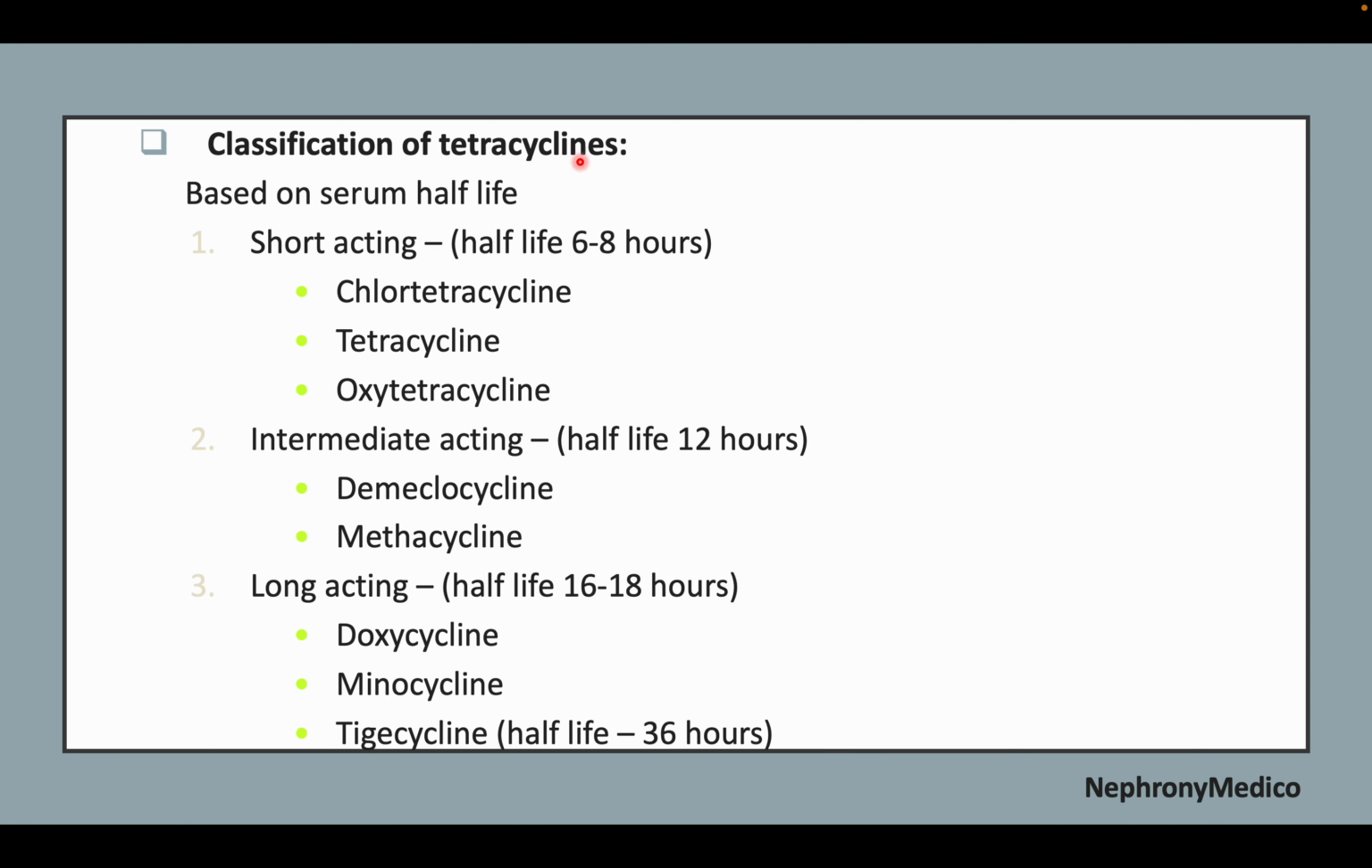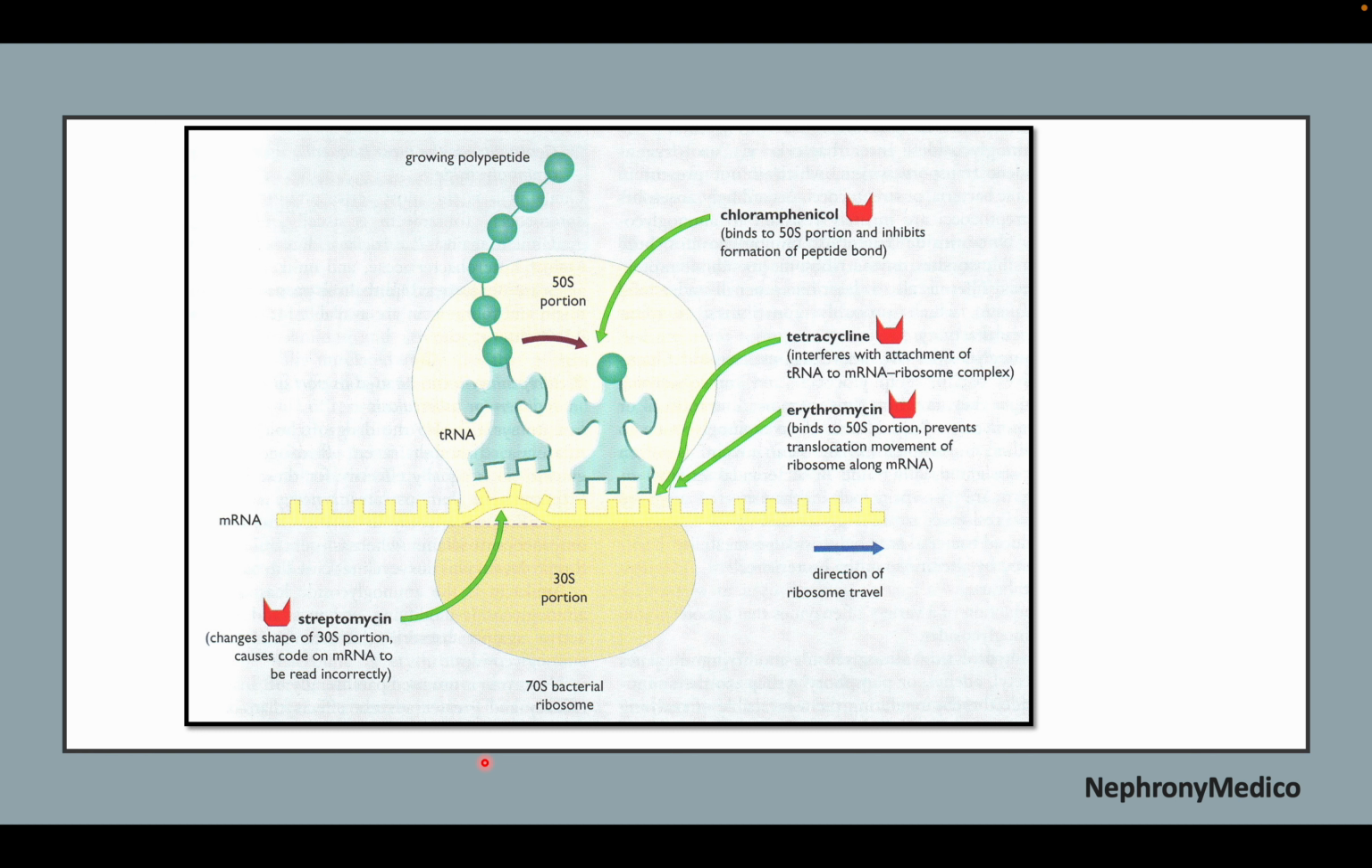Now, classification of tetracycline. Based on serum half-life, it may be short-acting, intermediate-acting, or long-acting. Short-acting includes chlortetracycline, tetracycline, and oxytetracycline. Intermediate includes demeclocycline and methacycline. Long-acting includes doxycycline, minocycline, and tigecycline.